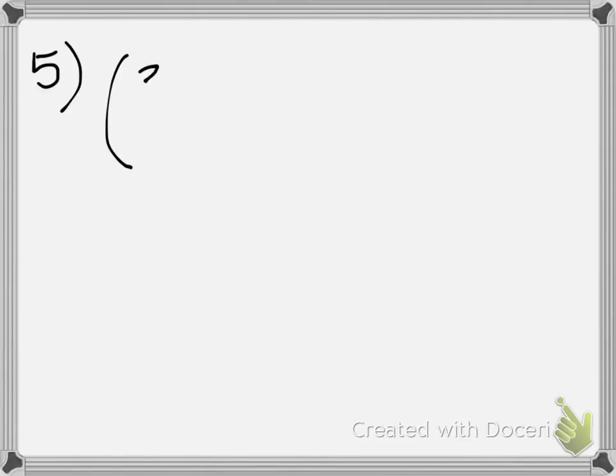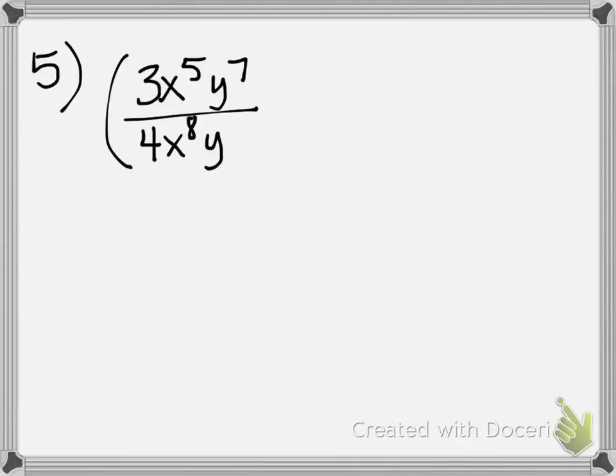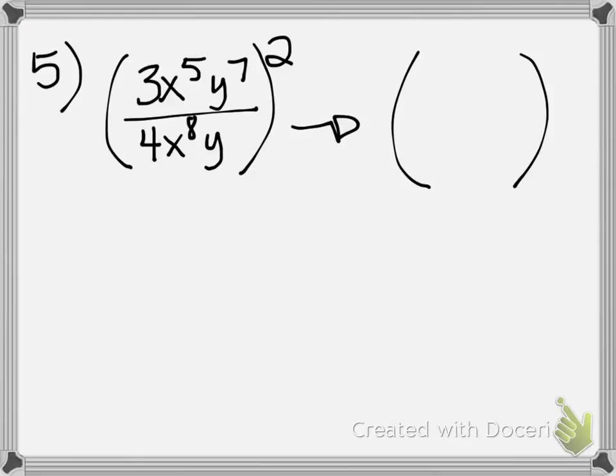Let's look at our 5th problem, and then I have one more after this. So I have 3x to the 5th, y to the 7th, all over 4x to the 8th, y, all raised to the 2nd power. So you can do one of two things. You can choose to distribute the exponent, or you can simplify what's in parentheses first, then distribute the exponent. That's what I'm going to do. I'm going to go ahead and simplify what's inside and then raise it to the 2nd power.